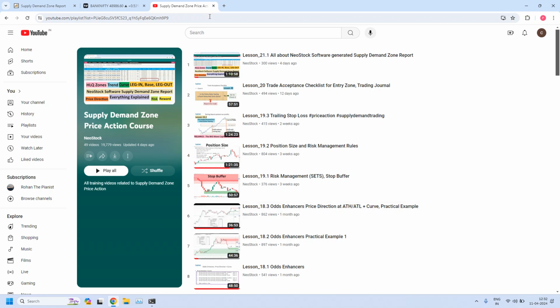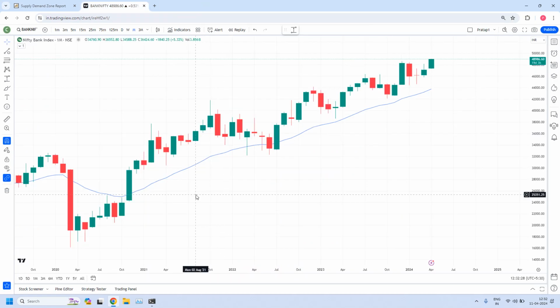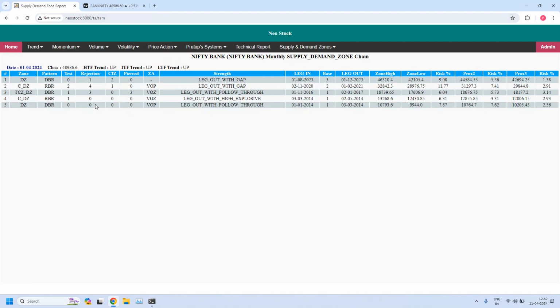Now let's get into the analysis of Bank Nifty with the help of NeoStock software supply demand zone chain. So let's start our analysis with the monthly time frame. This is a monthly chart, and if you look into NeoStock supply demand zone chain on monthly time frame, this is the nearest demand zone and we don't have any supply zones. That means this is the all-time high demand zone.